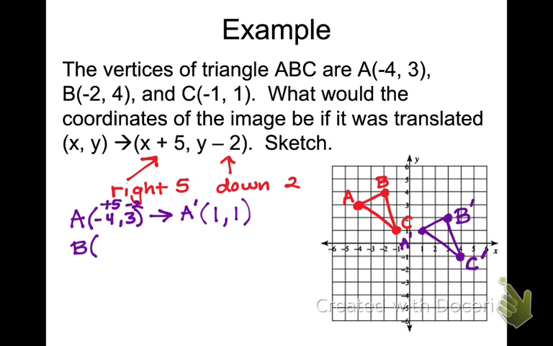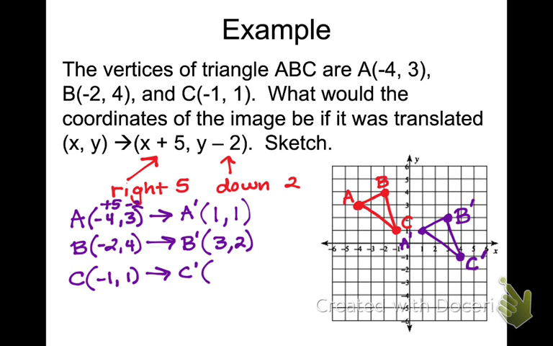So B is at -2, 4, which puts B prime at, well, -2 plus 5 is 3. 4 minus 2 is 2. And then C was at -1, 1. So that would change into -1 plus 5 is 4. 1 and a -2 makes -1. So that's another way you could get your coordinates instead of just doing the actual physical movement.